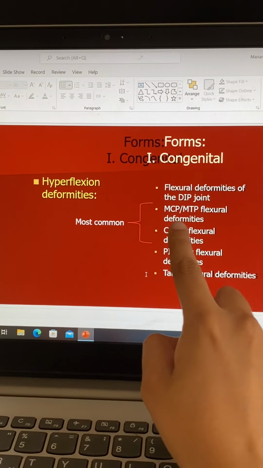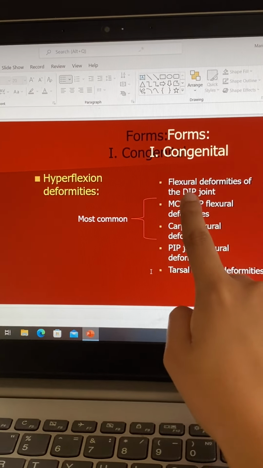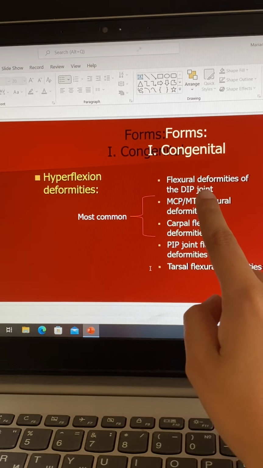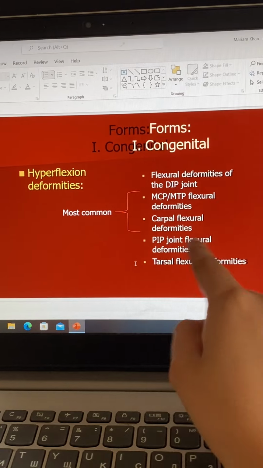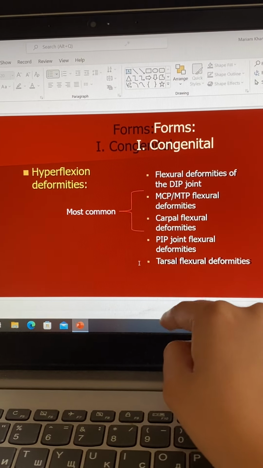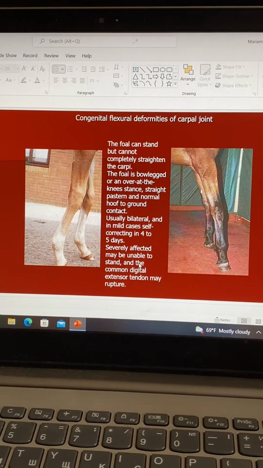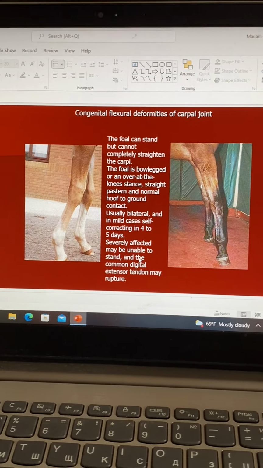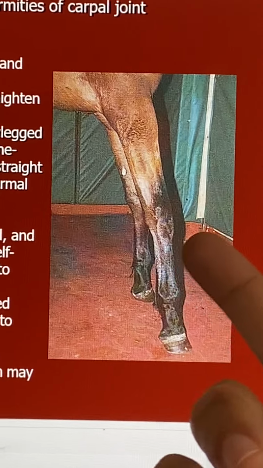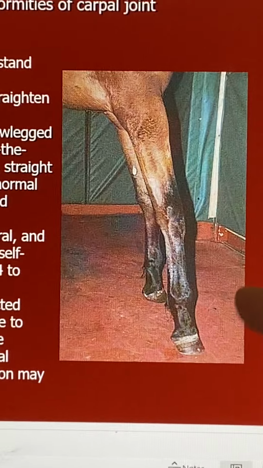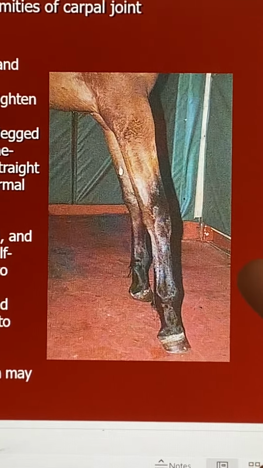It's usually metacarpal, metatarsal flexural deformities, and carpal flexural deformities. But you also have flexural deformities of the deep interphalangeal joint, I think that's what it is, and the proximal interphalangeal joint, and tarsal flexural deformities. Okay, so in congenital flexural deformities of the carpal joint, the foal can stand, but cannot completely straighten the carpi. The foal ends up being bow-legged because of this.